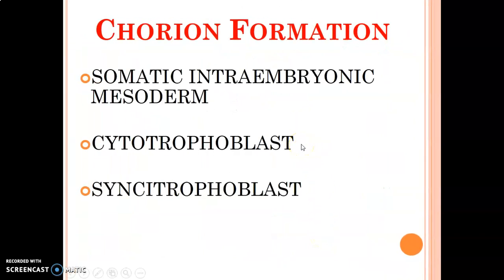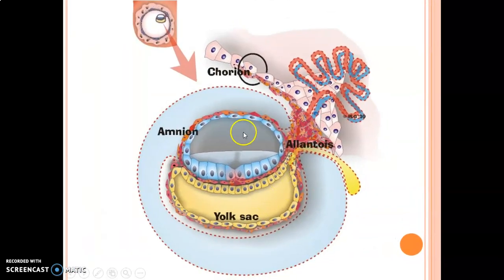So next we go to the chorion. How does the chorion form? The chorion is usually from somatic intraembryonic mesoderm, and it has two parts, the cytotrophoblast and syncytiotrophoblast. So this is your chorion here. You have the cytotrophoblast, and the syncytiotrophoblast is the one that invades the deciduum during implantation.